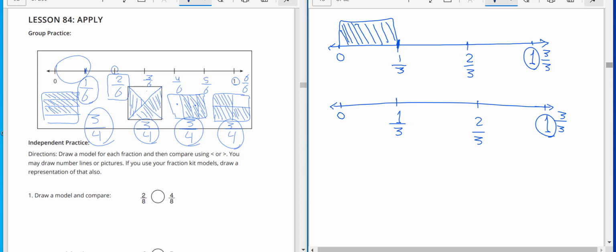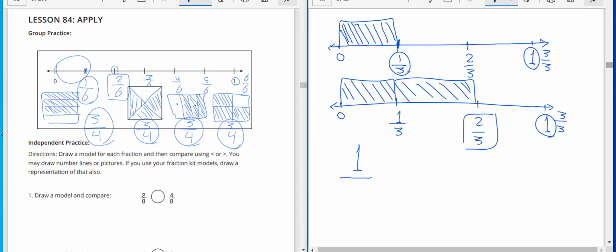We know that 3/3 equals 1. Now represent 2/3 in this number line. This is 2/3. Write the first fraction, 1/3, and write the second fraction, 2/3.